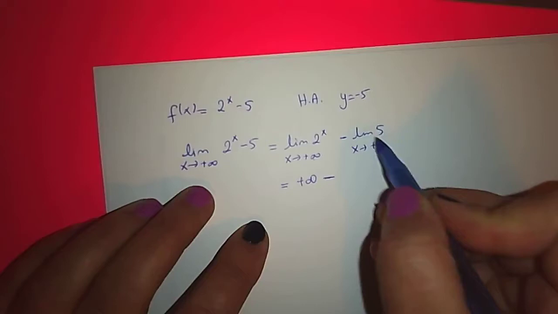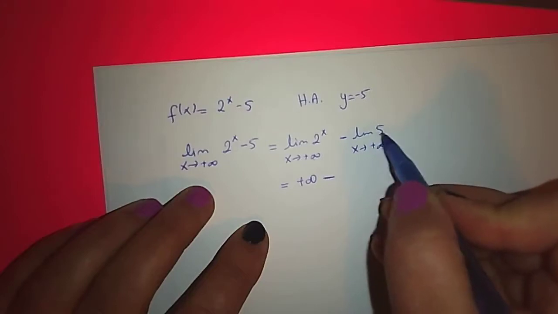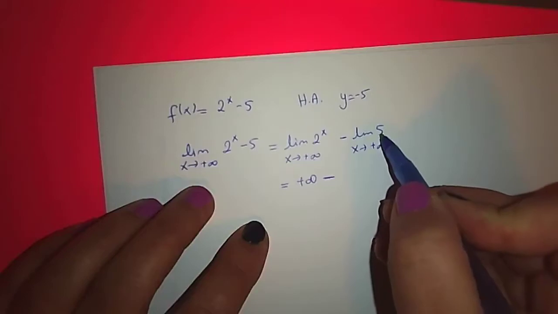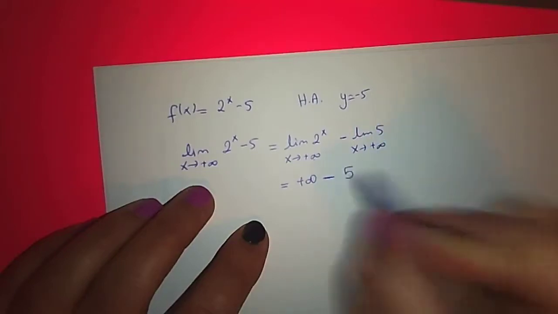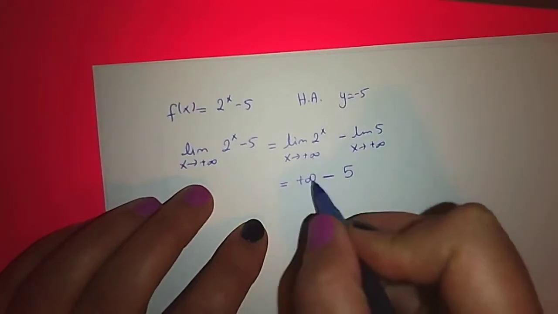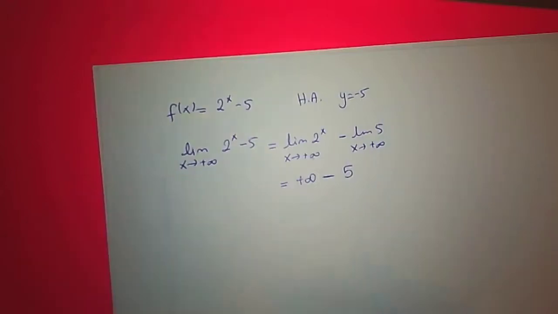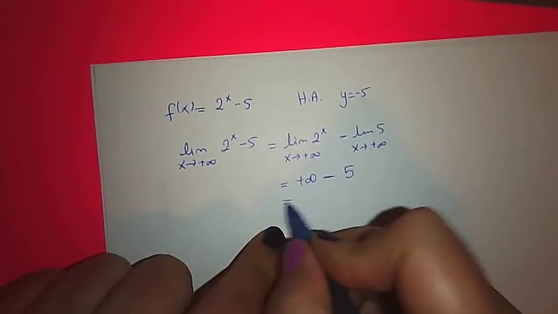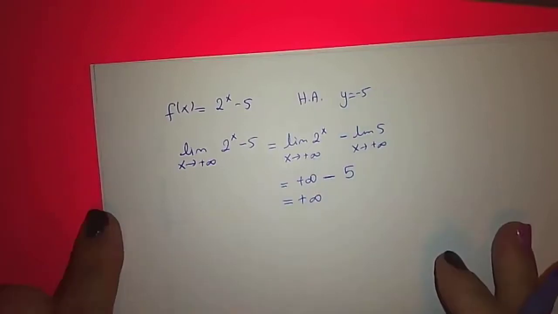If we have a constant here, it doesn't matter where x approaches, so you will get the same constant as a limit. So we have 5 here. When you subtract a number from infinity, because infinity is such a big number, it is not affecting the value of it. So we end up with positive infinity here.